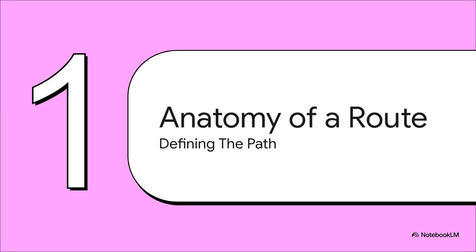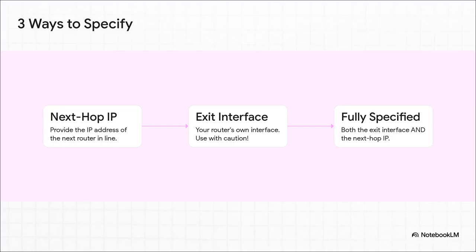Okay, so how do we actually build one of these things? Let's break down the anatomy of a standard static route. When you get right down to it, it's really just about telling a packet exactly which path to take. And we basically have three ways to do it. We can tell the router the IP address of the next router in line, we can tell it which of its own physical ports, the exit interface, to shoot the packet out of, or we can give it both. But see that little warning there next to exit interface? Pay attention to that one, because that's where the biggest, most common mistakes, the gotchas, are hiding.